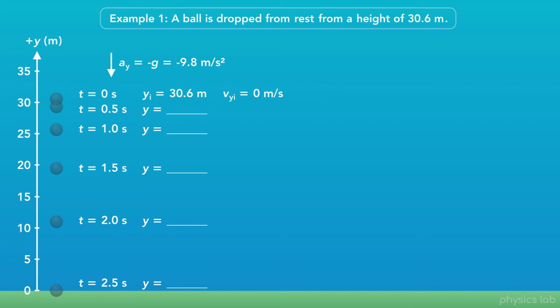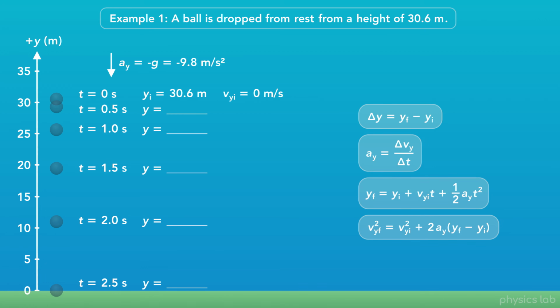Let's find the y position of the ball at each time. What equation can we use to do that? The displacement equation doesn't include time. The acceleration equation doesn't include the y position. This equation would work because it has the variable we're trying to find, and we know everything else. And this equation doesn't include time. So let's use this equation.